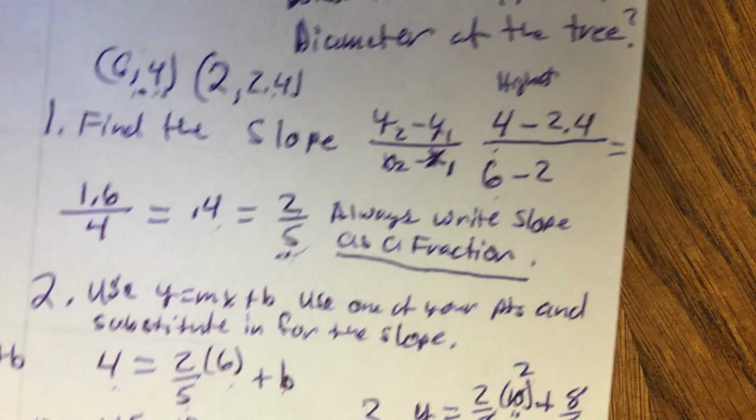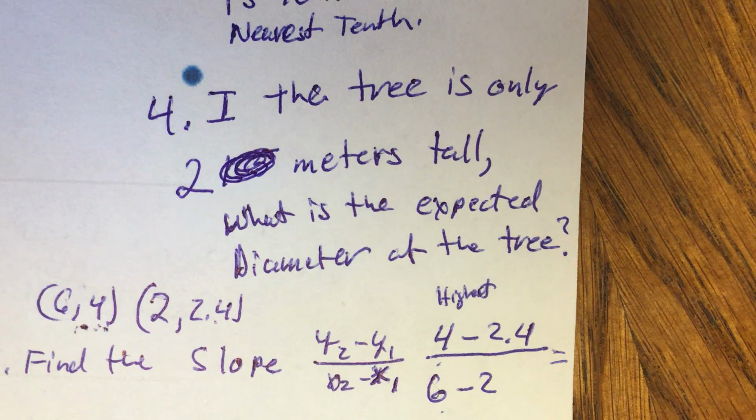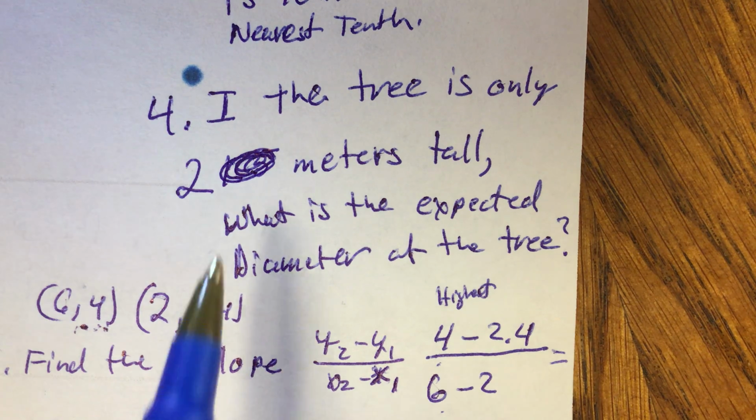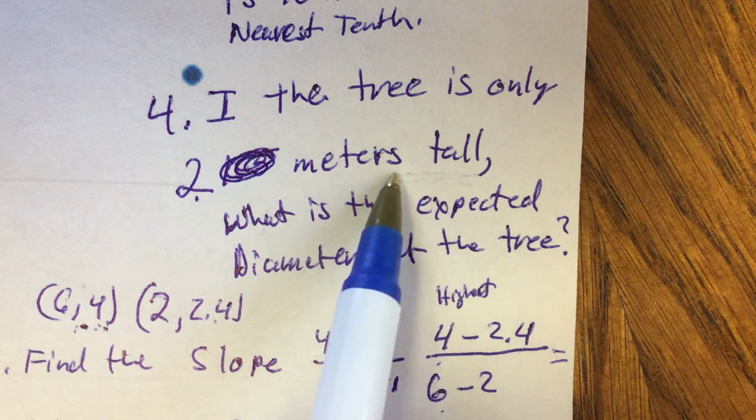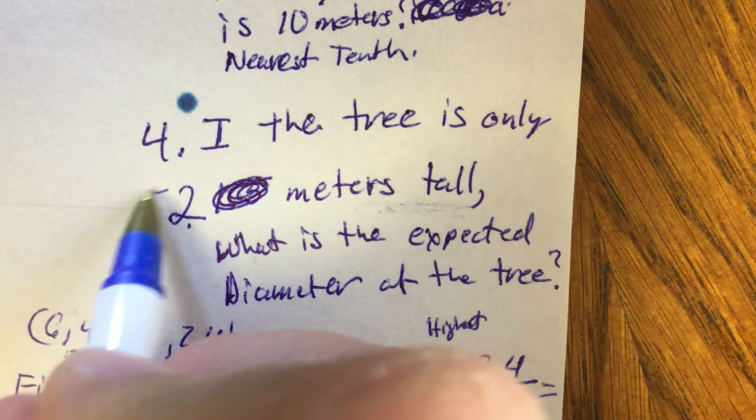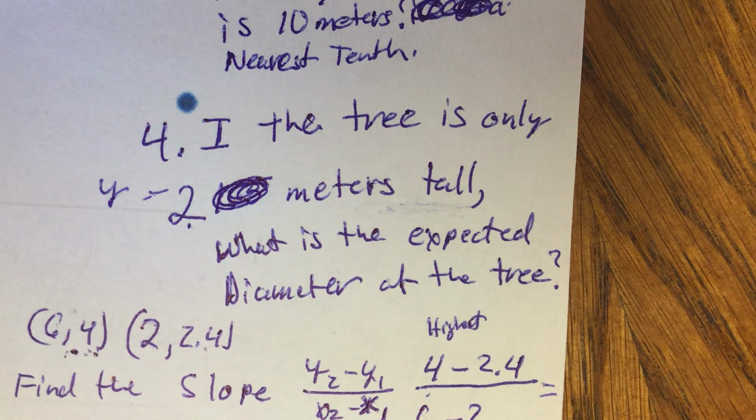Now question 4 says, a little differently, if the tree is only 2 meters tall, so this means it's just after it got planted, what would we expect the diameter of the tree to be when the height is 2 meters? Because we're talking about how tall it is, the height, this 2 is going to equal a y value, and we're going to solve for x.